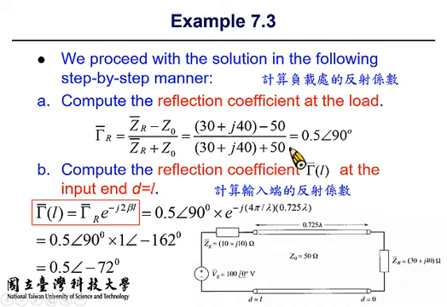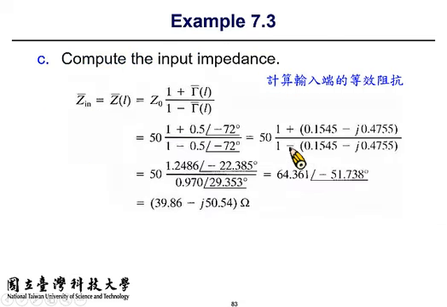Have you noticed that because the line is lossless, the magnitude of the reflection coefficient is the same? It's 0.5 at the right end, and it's also 0.5 at the left end. In fact, the magnitude of the reflection is the same everywhere on the transmission line. The difference is the phase, which can be found using this parameter. The difference in the propagation path results in a difference in the phase of the reflection coefficient.